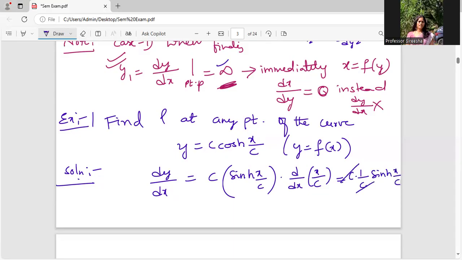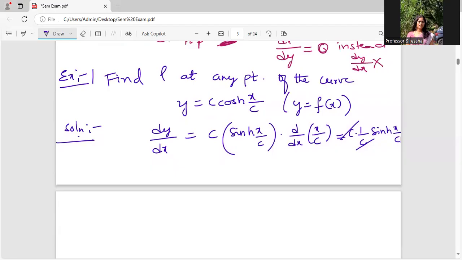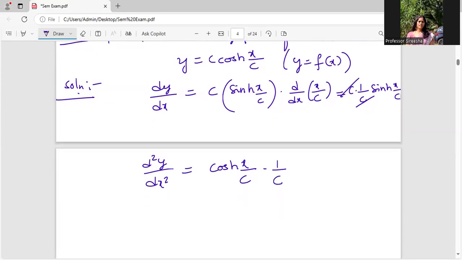Now I will find the second order derivative, d squared y by dx squared. As I have said, sin h derivative is cos h. Cos hx by c, and x by c derivative would be 1 by c. Now we will substitute this in the formula for rho. What is rho? 1 plus y1 squared whole power 3 by 2 by y2. Y2, that's it, not y2 squared.